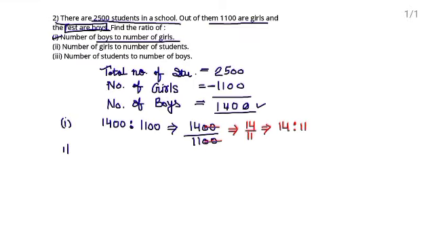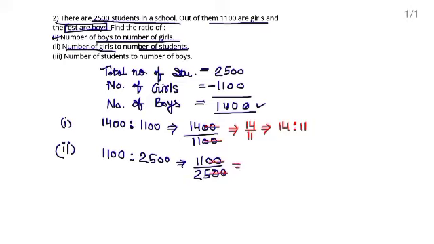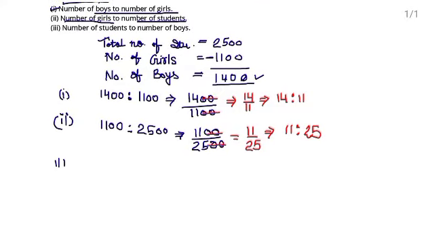In the second part they are asking to find the ratio of the number of girls, so the number of girls is 1100, to the number of students. The number of students is 2500. This can also be written as 1100 upon 2500. Zeros and zeros cancel out, which is equal to 11 upon 25, and in ratio this can also be written as 11:25.